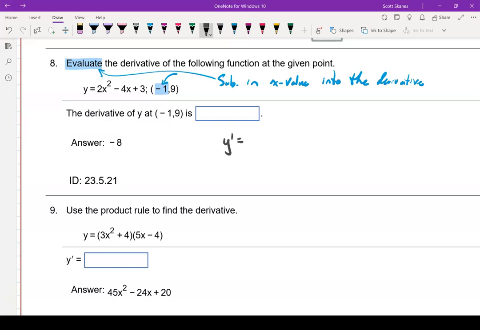So y prime is 4x minus 4, and I want to put in the x value. So 4 times our given value, negative 1 in this case, minus 4. It's negative 4 minus 4, which is negative 8. So the slope of our function when x is negative 1 is negative 8. I'll show it on Desmos, but I'm just trying to do this as fast as I can, so sorry about that. I don't have the same sort of energy as a normal day.